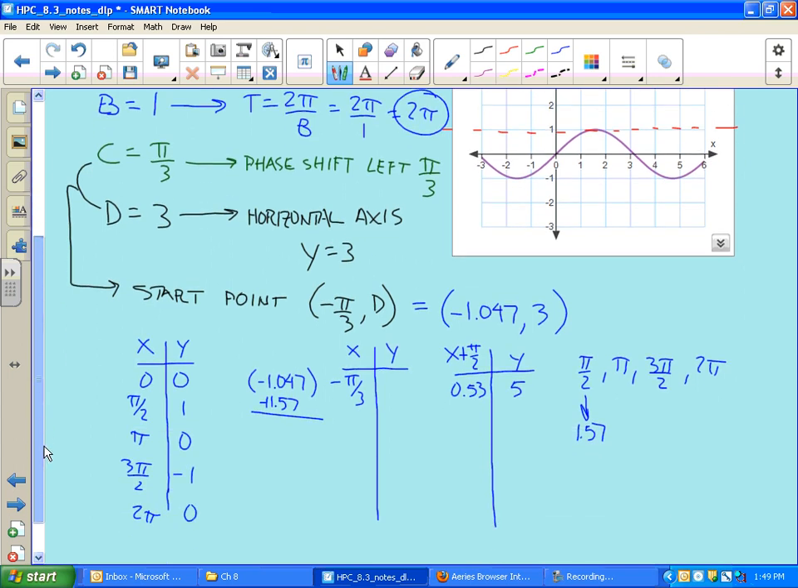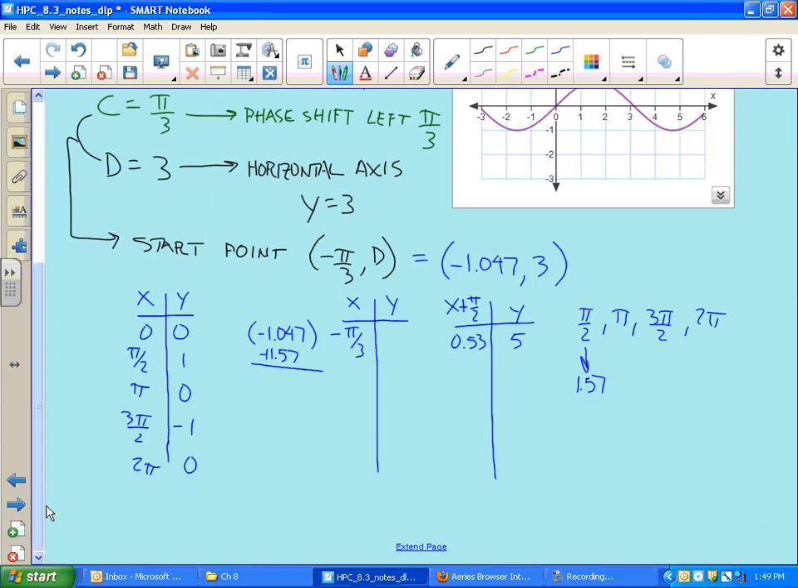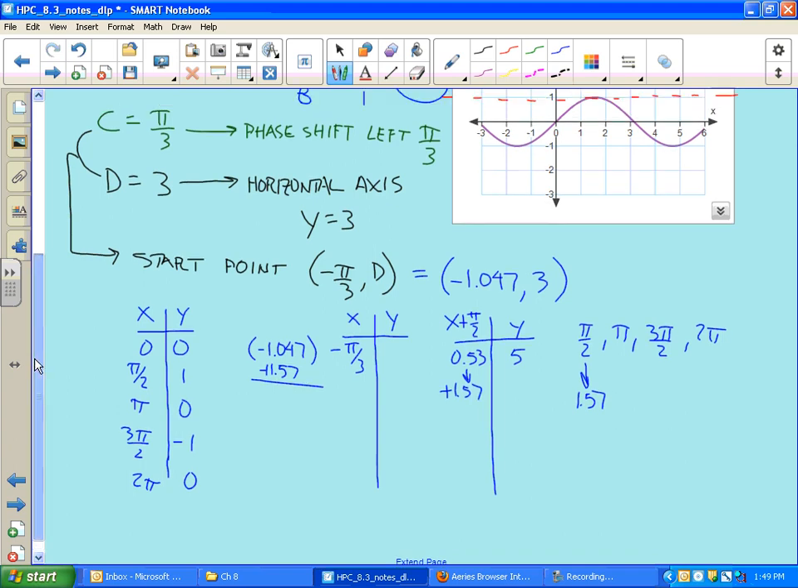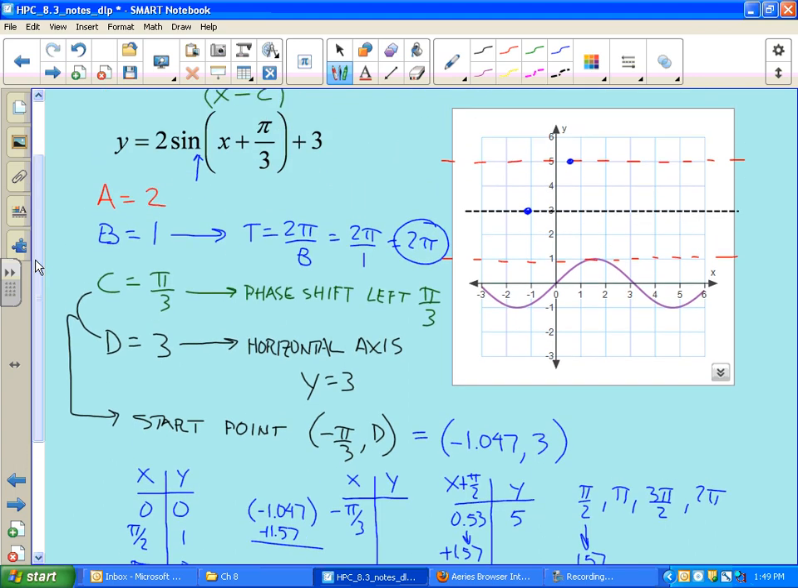Then I take my next one, and I'm at 0.53, and I'm going to add another quarter to it. So I'm going to add another 1.57. So I'm going to take this value and add 1.57 to it. I'm going to get 2.10. So we go out to 2.1, and there's my next point.